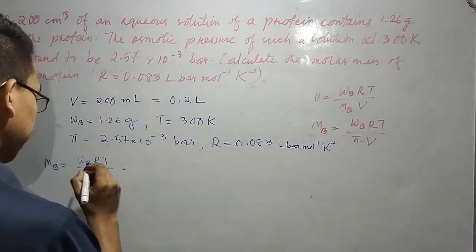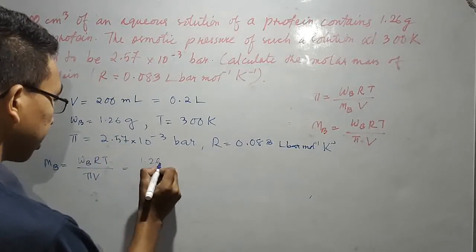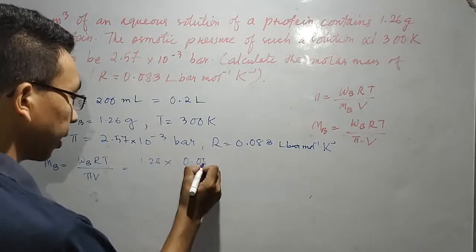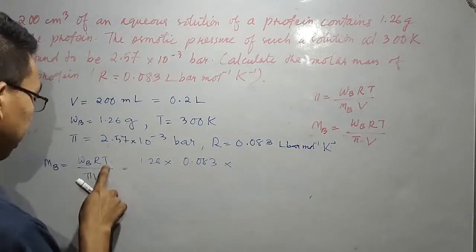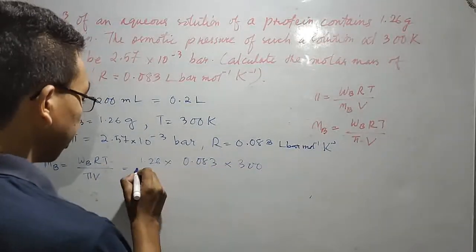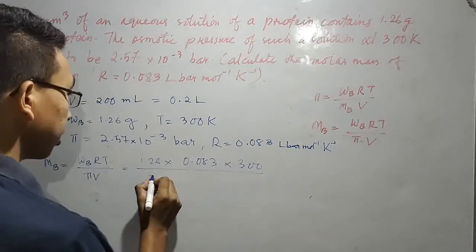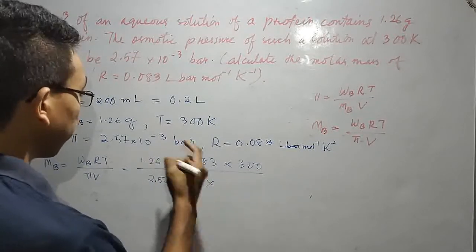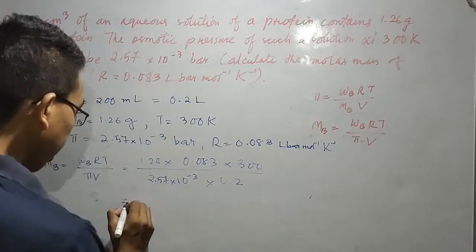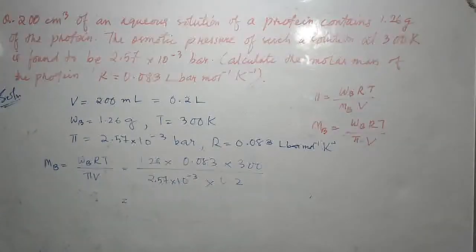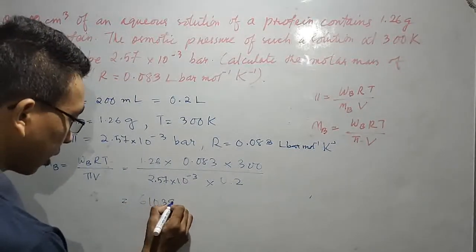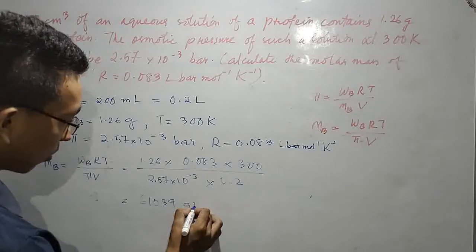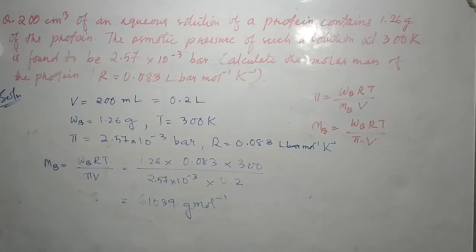WB is 1.26 multiplied by R which is 0.083 multiplied by temperature 300, divided by pi which is 2.57 into 10 to the power minus 3 multiplied by volume 0.2. After solving this, we shall get around 61039 gram per mole. This is the value we will get.